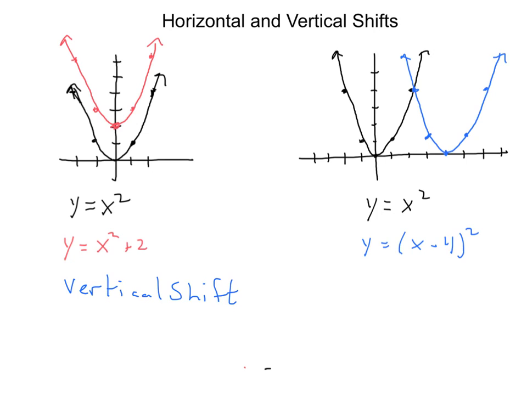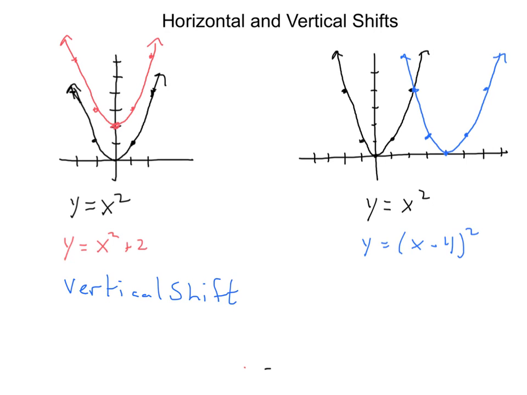And when you graph that, you're going to notice the graph in black again is my graph of y equals x squared. And what I have in blue is the graph of y equals the quantity of x minus 4 squared.